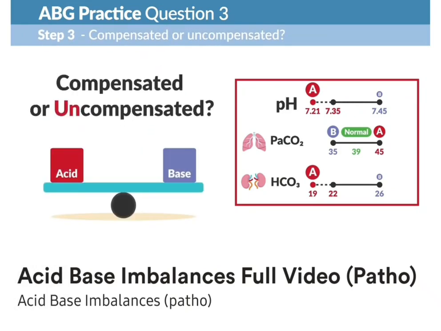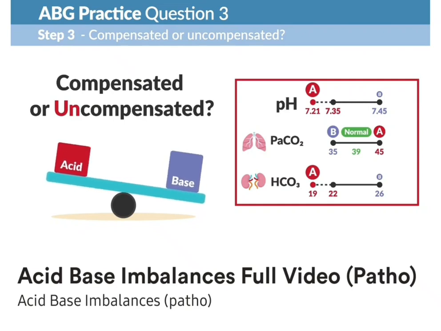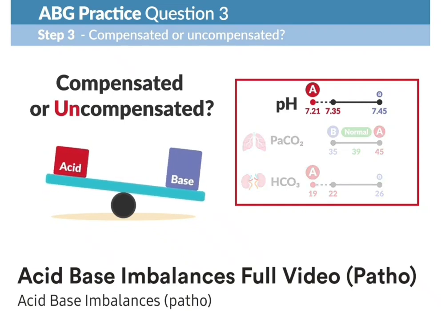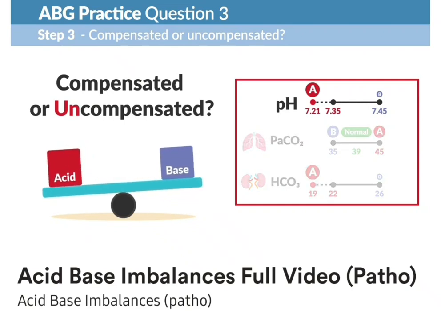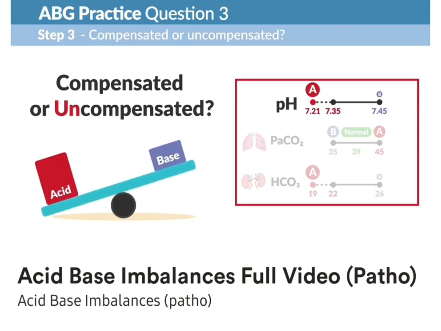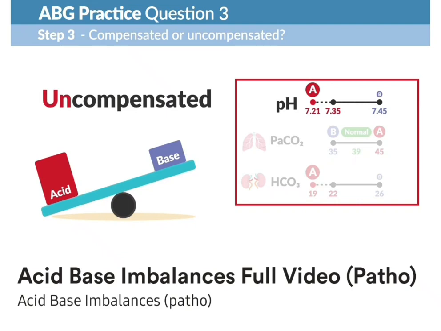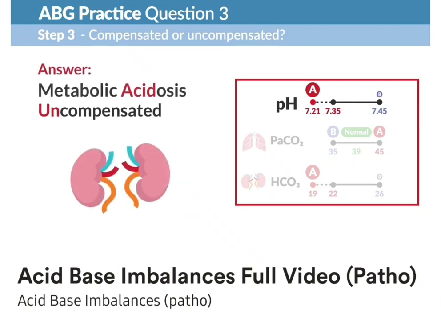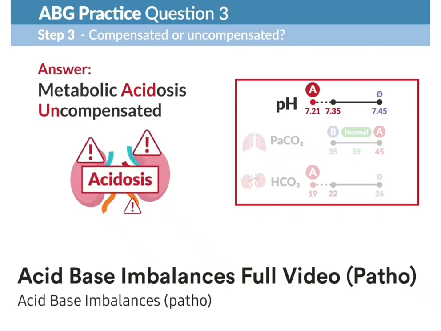Now step 3, is it compensated or uncompensated? So look at the pH. Is it normal? So it's not in normal range, so it's not in balance. It didn't find that common ground, so it's not compensated. So it's uncompensated. The answer here is metabolic acidosis, that is uncompensated.